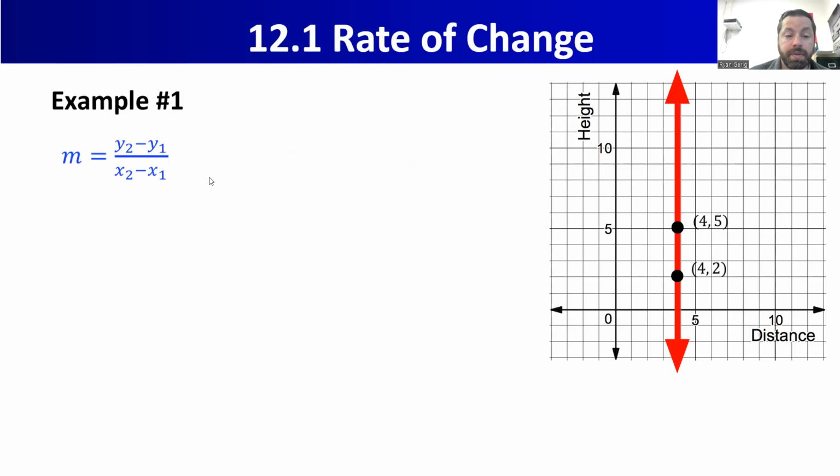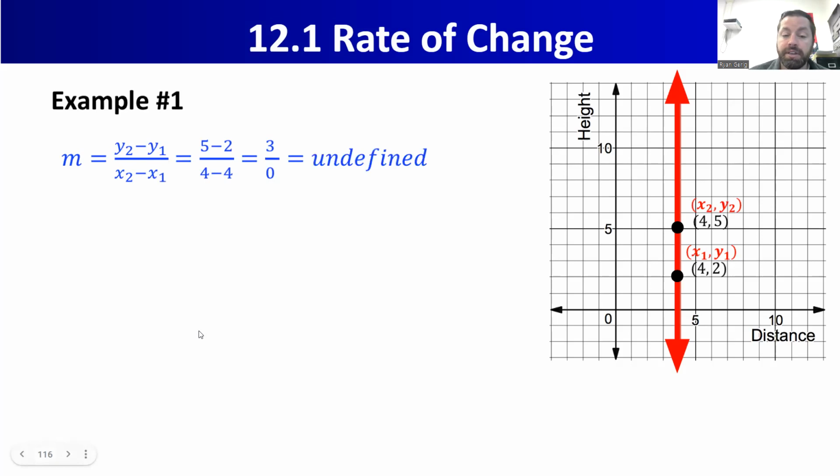Last one here, again, our slope formula, y2 minus y1 over x2 minus x1. We have x1, y1 there, and x2, y2. So 5 minus 2 over 4 minus 4. It's 3 over 0. Now, when 0 is on the bottom, pause the video real quick. Put 3 divided by 0 in your calculator. It should tell you something like error or domain error or cannot divide by 0. Because of that, we say that the slope is undefined. So a vertical line has an undefined slope.